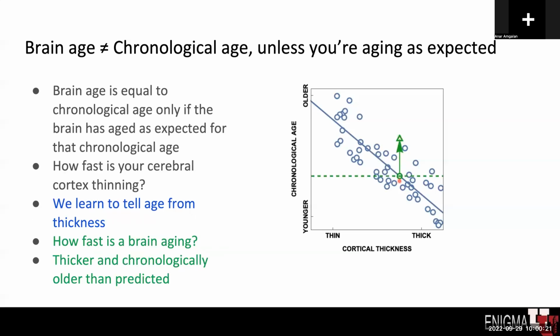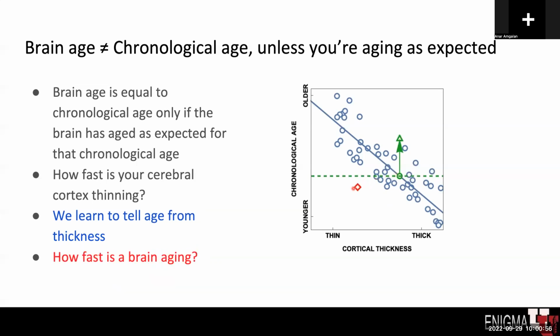And here's the indication that says, for their particular chronological age, their cortical thickness is shown on the horizontal axis, and their chronological age on the vertical axis is much larger than their expected chronological age, which is the green dashed line. So they're much younger in terms of brain cortex thickness than expected.